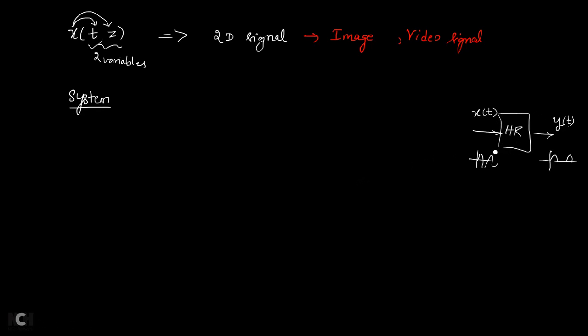Whatever the half-wave rectifier circuit is, that is an example of a system. A half-wave rectifier can contain an electrical circuit, or a program written inside it, or some connection of intermediate blocks. This whole thing can be called a system. A system will take one input signal x of t, and it will produce one output signal y of t. I am calling the output signal y and the input signal x.